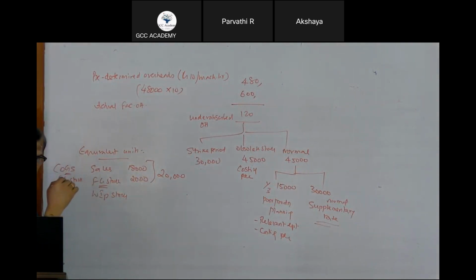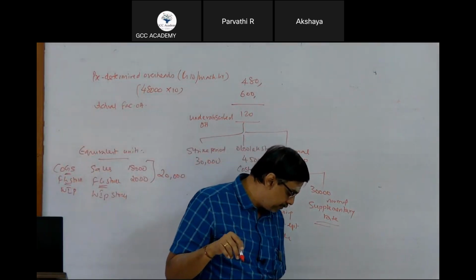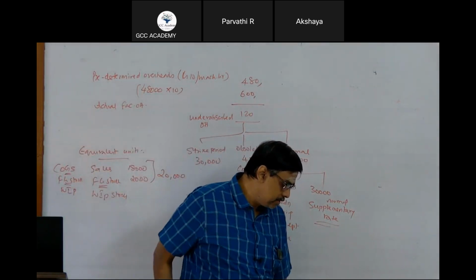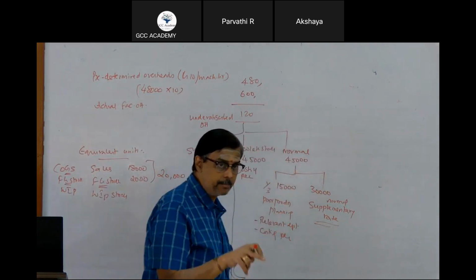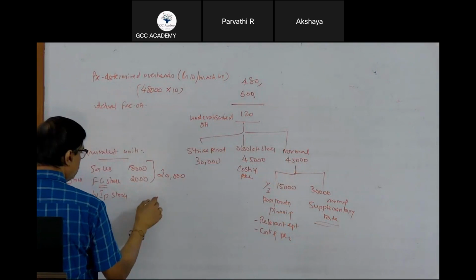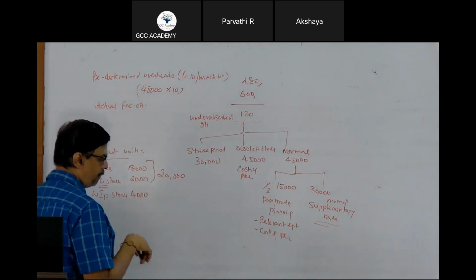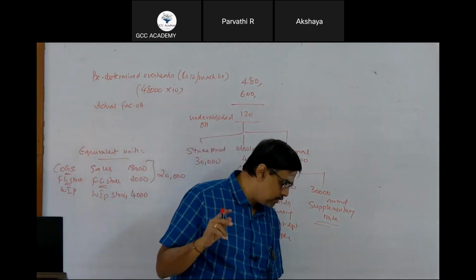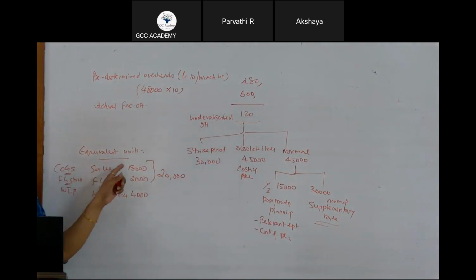Now for the WIP account, what is the pro rata completion? 50%. So the WIP units given are 8,000, and you should take only 50% of that. So 8,000 into 50% is how much? 4,000. So carefully observe, my finished goods sold is 18,000 units.